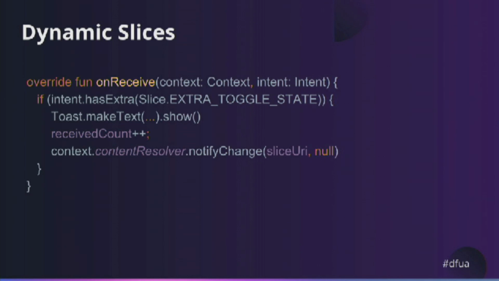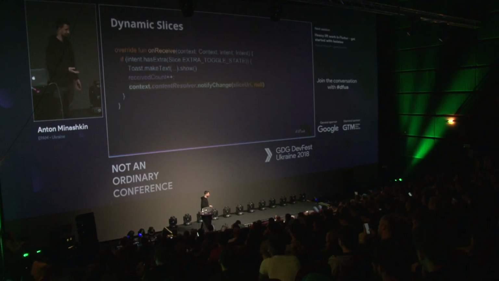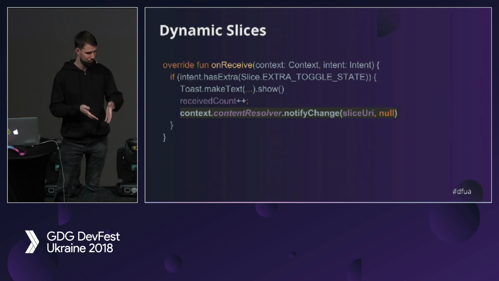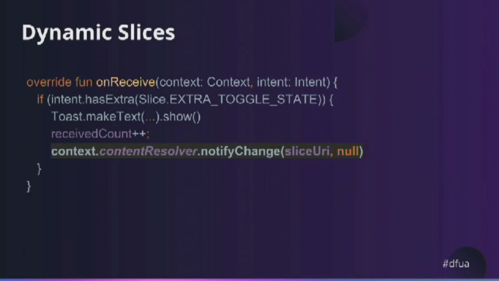Next, what we have here is the onReceive method. In this method, we just show a toast, just to be sure that our beautiful broadcast receiver triggered and increased our counter. And then we do the next stuff. We get the content resolver and push changes to it. We just call notifyChange, put the slice URI, it's the URI of our slice, and that's all. After it, our slice will be regenerated, and the system calls onBindSlice again, and from that method we get new data and show it on the screen in our slice.